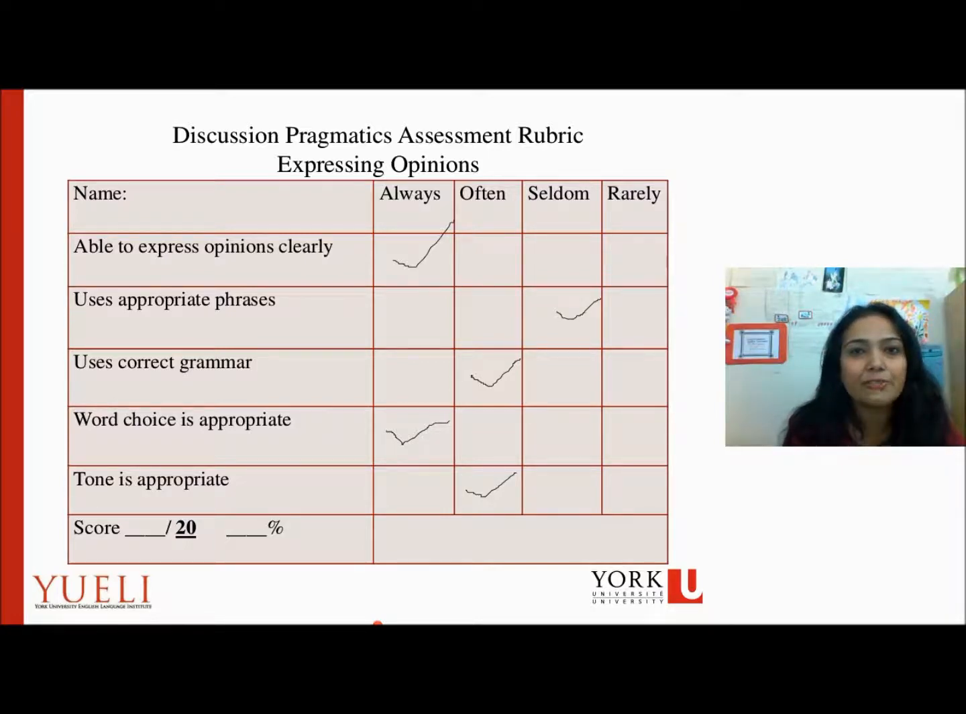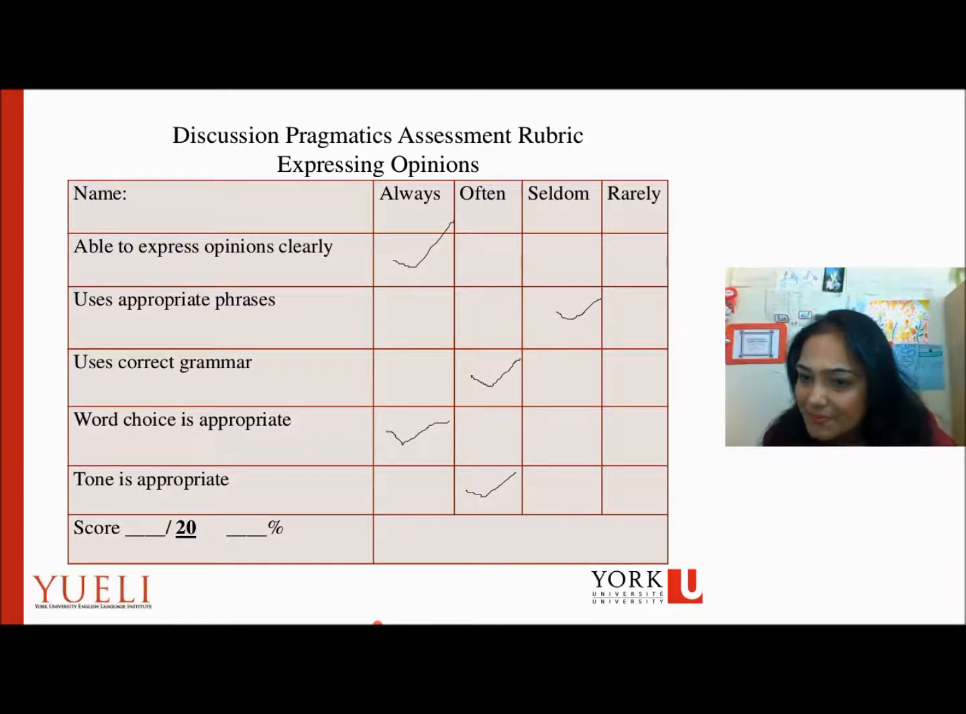But at the same time, I also ask them to make little sentences with that phrase to begin with. For example, I agree with what you say, but I have another point to make here. So they make verbal sentences, they practice it out in group, and this is how we work with that.